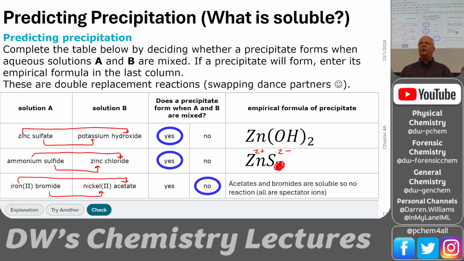They're all spectator ions. So if we wrote this reaction out, the total ionic equation, we'd have iron 2 cations, bromide ions, nickel cations, acetate ions. We'd have the arrow, and those would all be aqueous. And then on the product side, they'd still be aqueous. So we would be circling all of those as spectator ions. We'd cancel all of them, and we would just have an arrow left. So we just have salty water, no precipitate formed. So we would say no reaction.